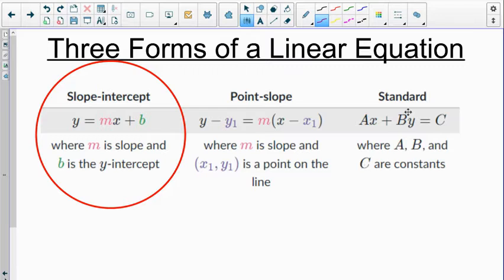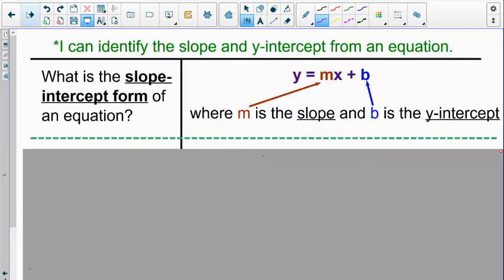And then our third form here is standard form. That's what we talked about last week in our day 3 lesson. And that's where we would do the cover-up method to find the two intercepts, and then graph using standard form, or the intercept method. So today we're going to focus on slope-intercept form instead.